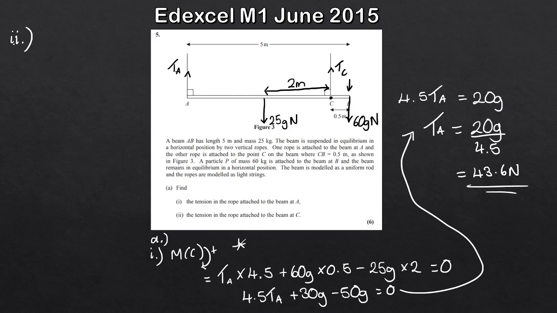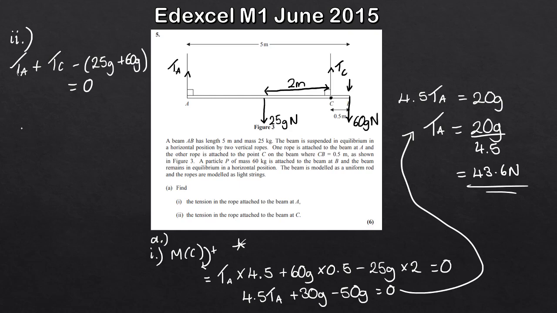If we want the tension in the rope attached to the beam at C, remember, if this is in equilibrium, the sum of the forces going up minus the sum of the forces going down should be equal to 0. So in that case, T of A, which we just worked out, plus T of C minus our two forces down here, the sum of the two forces, so minus 25g plus 60g, this should be equal to 0. Okay, if we work this out, we can work out the tension at C. This is a quicker way of doing it rather than taking moments, but both methods are absolutely fine.